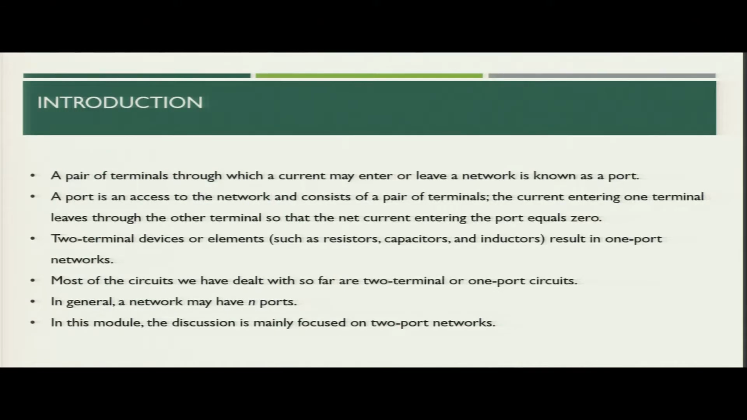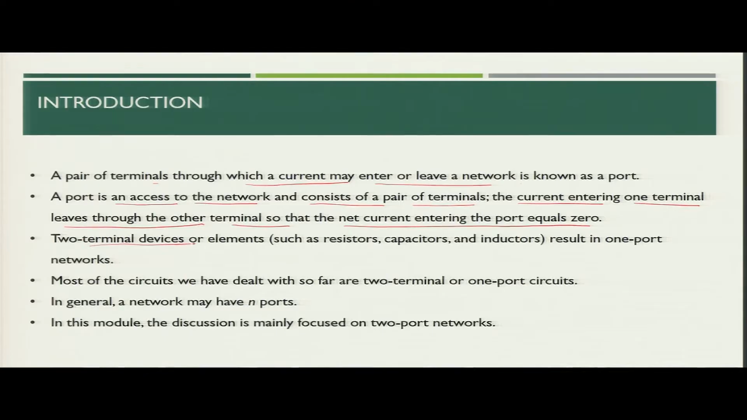Basically, the two port network is nothing but a pair of terminals through which a current may enter or leave a network. Now, you can also say that the port is nothing but an access to a network and consists of a pair of terminals, the current entering one terminal leaves through the other terminal, so that the net current entering the port will be equal to 0.